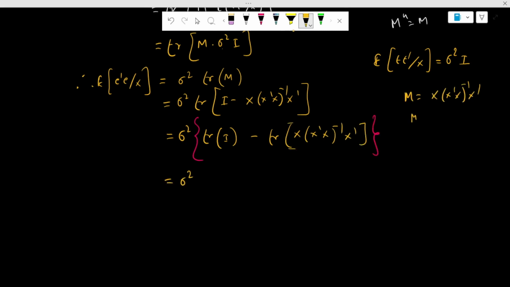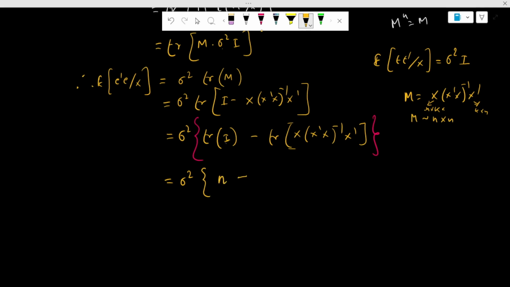So M is of order n into n, because this x is of order n into k, and at last we have x transpose, that is k into n. So ultimately we are left with n into n, and in between we maintain this chain. This identity matrix is of order n. So the value of the trace of this identity matrix is n only, minus.